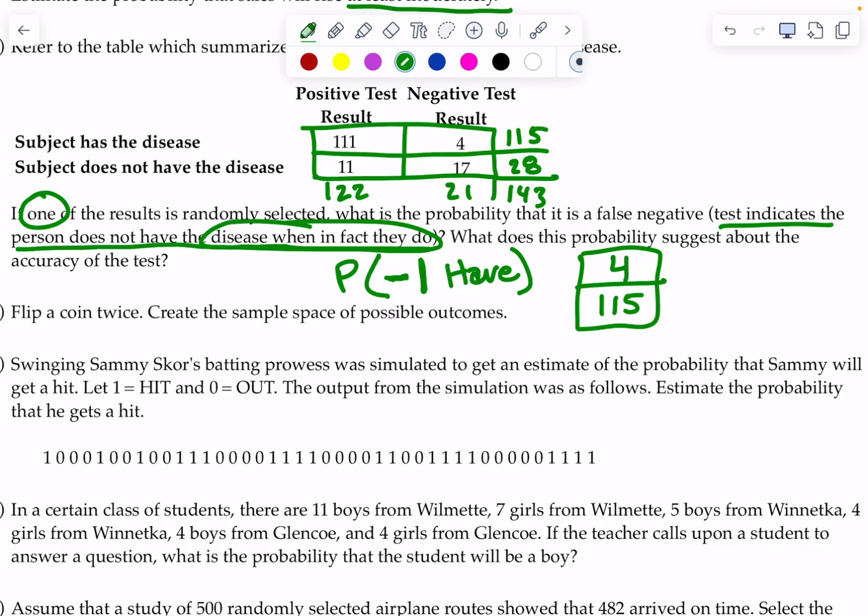Because if you took something that wasn't, like if they tested negative and they didn't have the disease, that would be a true negative, right? We only want the false negatives. Okay. Yeah. Okay. Was that confusing? No. Okay. I get it.